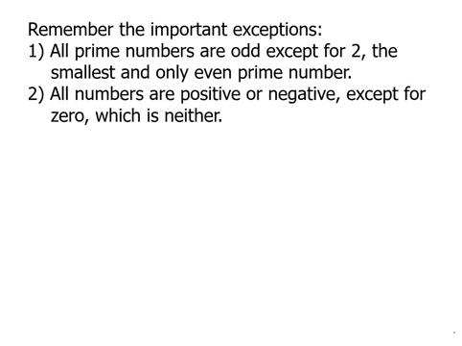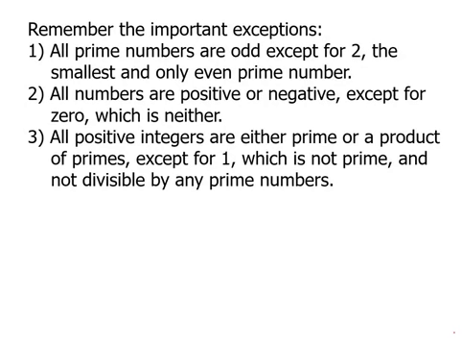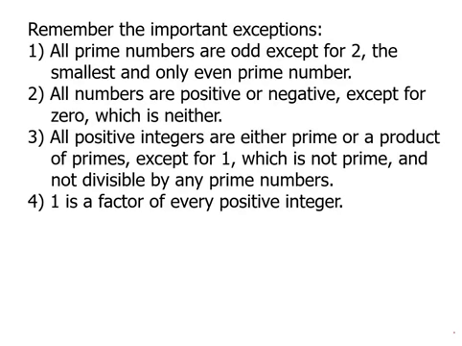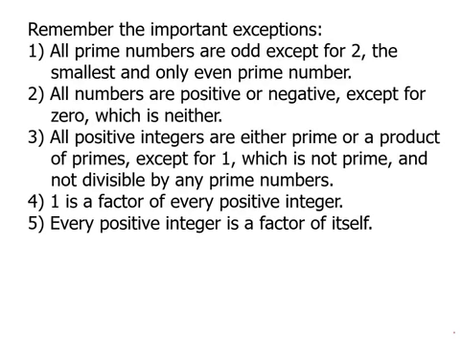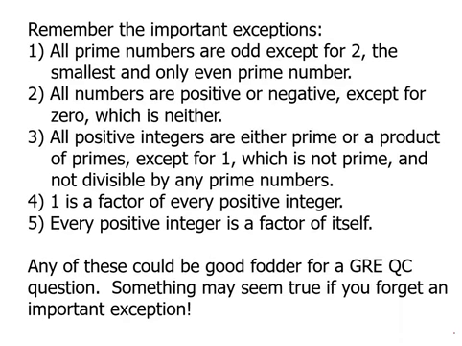All numbers are positive or negative except for 0, which is neither positive nor negative. It's the only number on the infinity of the number line that is neither positive nor negative. All positive integers are either prime or a product of primes except for 1. 1 is not a prime number, and 1 is not divisible by any prime numbers. 1 is a factor of every positive integer, and every positive integer is a factor of itself. Any of these could be good fodder for a GRE quant comparison question. Something may seem true if you forget an important exception.